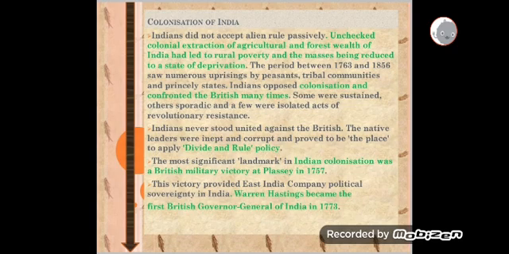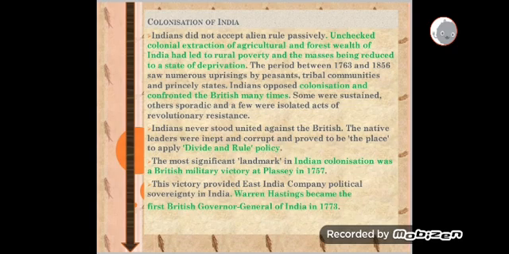But India did not accept alien rule passively. Unchecked colonial extraction of the agricultural and forest wealth of India helped lead to rural poverty and the masses being reduced to a state of deprivation. The period between 1763 and 1856 saw many uprisings by peasants, tribal communities and princely states.